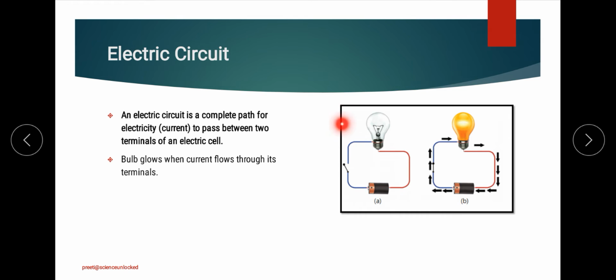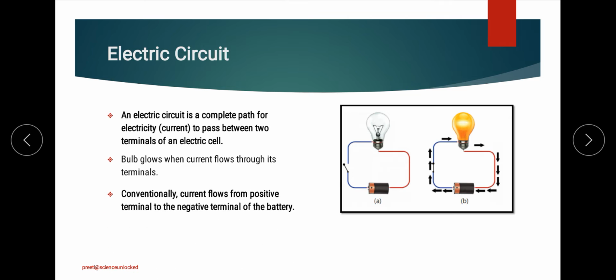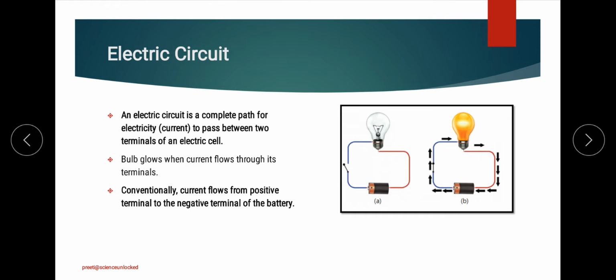Now when we talk about the flow of electricity, there is one thing to be taken care of. We always assume that it flows from the positive to the negative terminal of the circuit, but this is the conventional flow of electricity. In reality, in actual circuits, the flow of electricity is opposite, coming out from the negative terminal and entering the positive terminal.